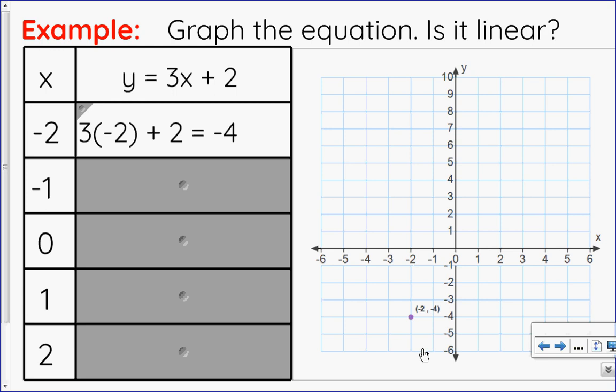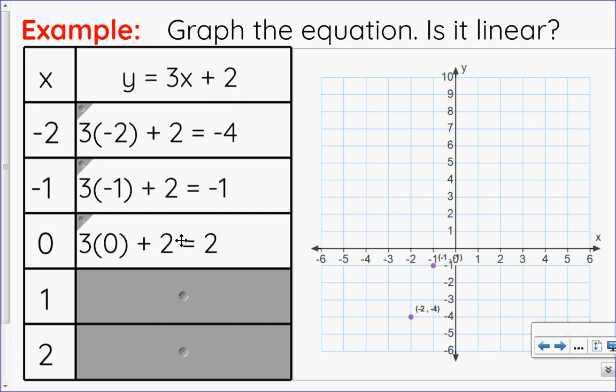Okay, and my next one, -1. I replace x with -1. 3 times -1 is -3, plus 2 is -1. So I have another point at -1 and -1. I'll replace it with 0. 3 times 0 is 0, plus 2 is 2. So another point at 0 and 2. Replace it with 1. 3 times 1 is 3, plus 2 is 5. So my next point will be 1 and 5.